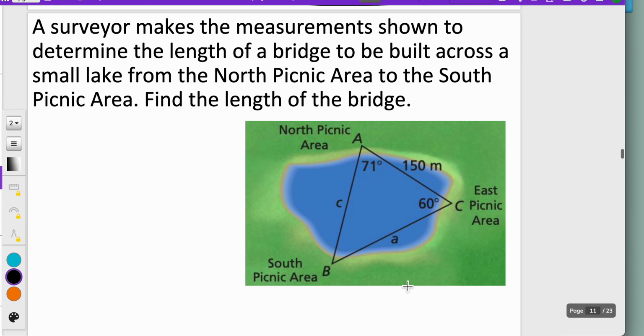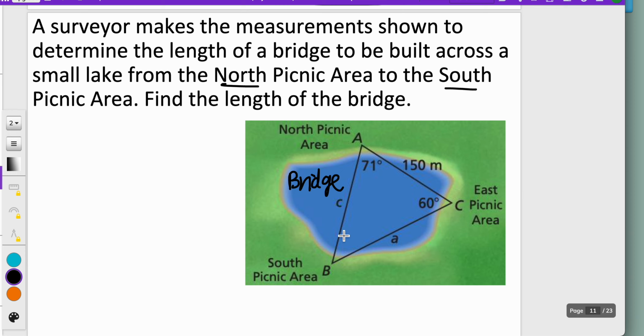All right, last little bit, just a word problem here, but using the same thing. A surveyor makes the measurements shown to determine the length of a bridge to be built across a small lake from north to south. So the bridge wants to be here. Find the length of the bridge. First, it might be helpful to find out what angle B is. So I'm going to do 71 plus 60, and then minus that from 180.